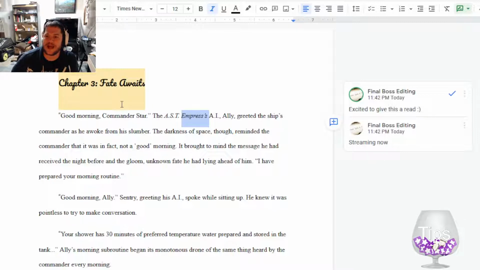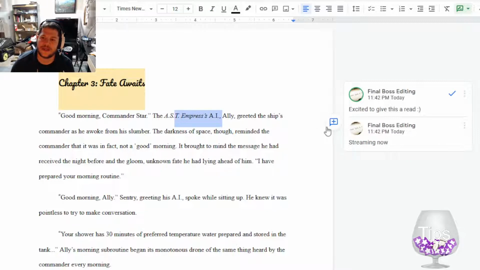AST Empress's AI ally greets the ship's commander as he awoke from his slumber.